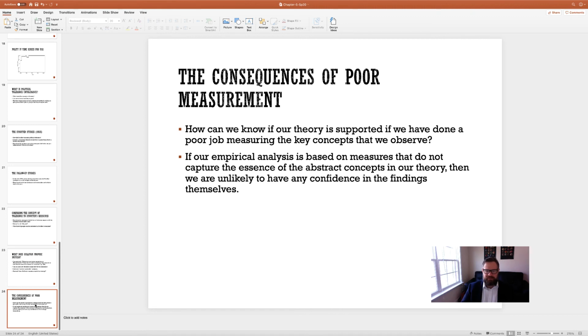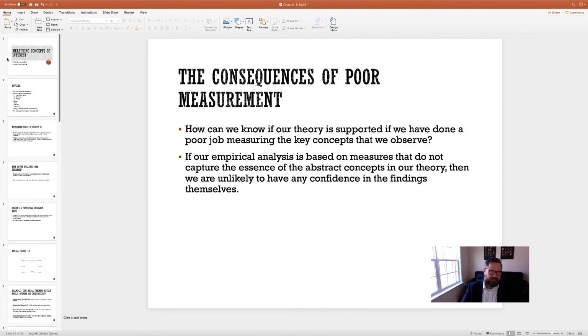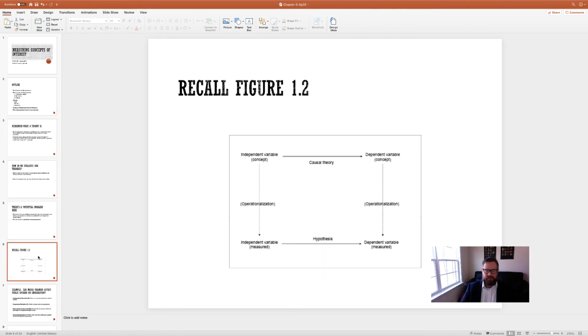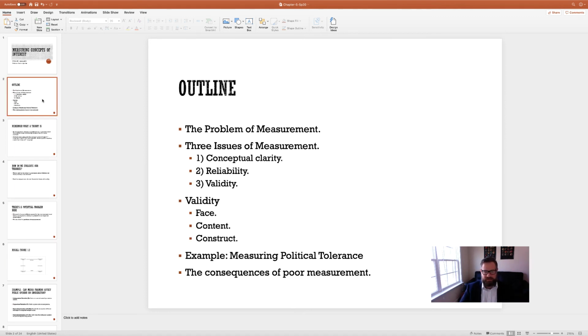All right, so I'm going to wrap this up now, and let's just do a quick review, and we'll talk about some of the consequences of poor measurement. So, we talked about the problem of measurement and what the issue was behind that, and we said that we want to measure some kind of causal connection between two variables. And in order to do that, we have to go from some abstract concepts to actually measuring these concepts. And then we talked about three issues of measurement: conceptual clarity, reliability, and validity.